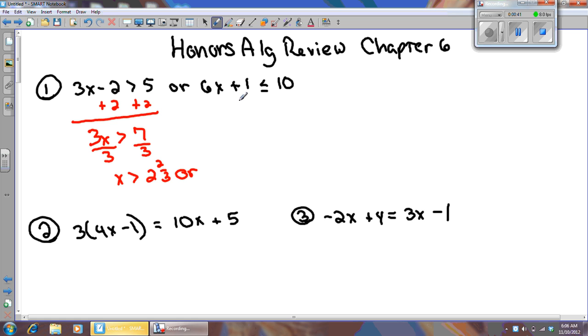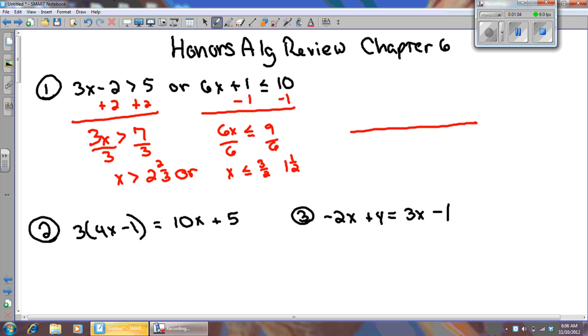Or, over here I'll subtract 1 from both sides, and I'll get 6x is less than or equal to 9, and then I'll divide by 6, and I'll get x is less than or equal to 3/2, or better said, 1.5. So, if I were to graph that on a number line, I would show 1.5. I would show 2 2/3.